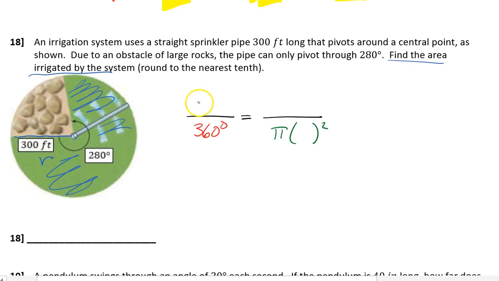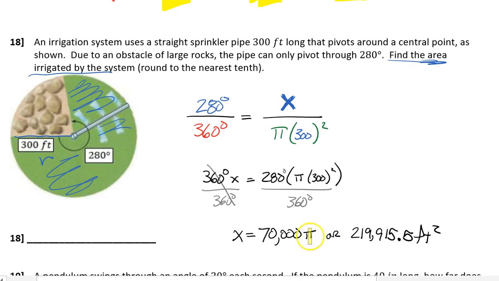The degrees of our sector is 280 degrees over the full 360, set equal to the area of the sector is what we're trying to find. This is our unknown. We're trying to find the area over pi times the radius of 300 squared. We simply need to cross multiply and then divide by 360. Giving us an answer of x is equal to 7,000 pi feet squared, or the decimal approximation of 219,915.5 feet squared.